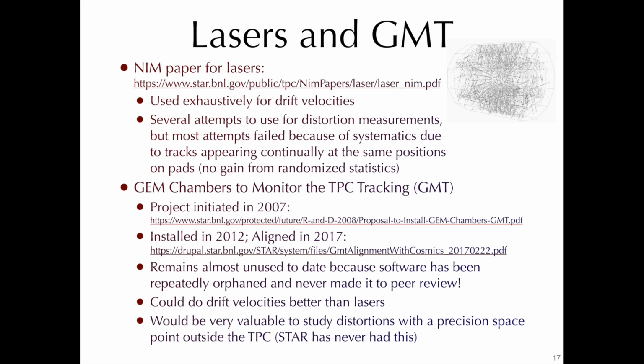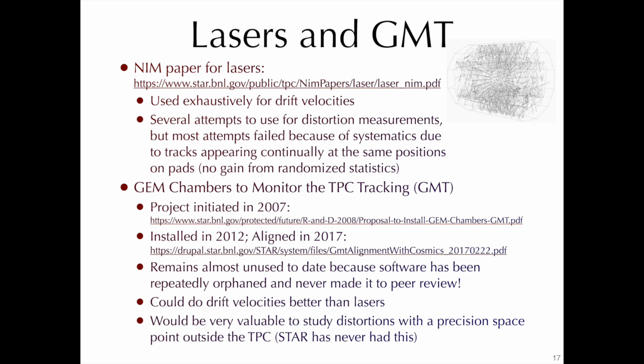You can also imagine that the lasers form straight tracks. I mean, the laser itself doesn't curve in the magnetic field. So the idea has been tried many times to make sure that any deviations that we see from a straight track could be used to actually measure an electric field distortion, for example. And I have to say that for the most part, those attempts have failed.